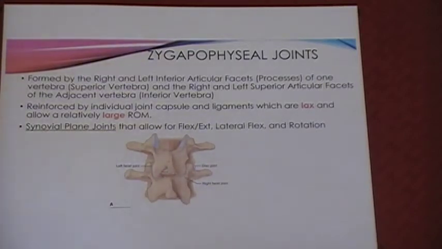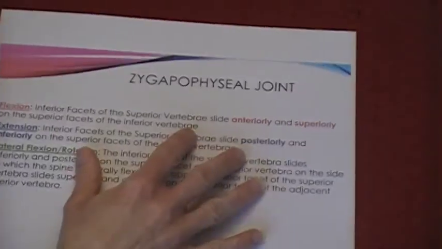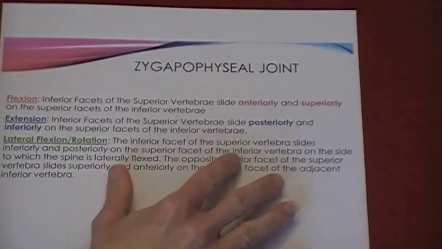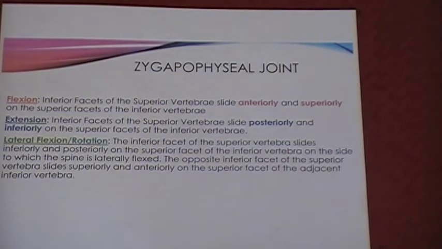Okay, so each of these is reinforced by individual joint capsules and ligaments, which are pretty lax, and so they allow quite a bit of motion throughout the cervical spine. So these joints allow for flexion and extension, lateral flexion, and rotation. So the movement taking place at the zygapophyseal joints: with flexion, you're going to have the inferior facets of the superior vertebra sliding anteriorly and superiorly on the superior facets of the inferior vertebra.